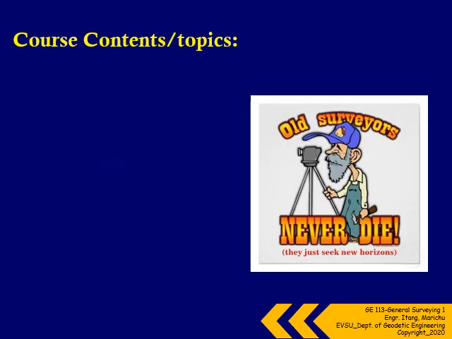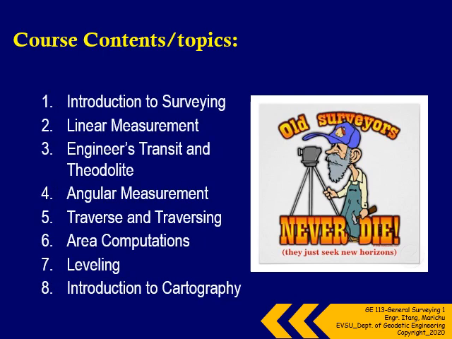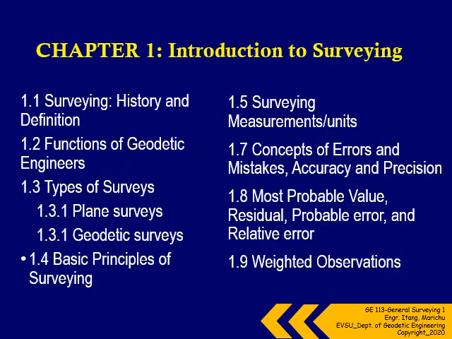So the course content and the topics. These are the chapter topics that we need to discuss. The introduction to surveying, we have the linear measurements. For number 3, we have the engineer's transit and theodolite, where you will be introduced to the instruments. Number 4, the angular measurement. 5, the traverse and traversing. Number 6, the area computation. Number 7, we have the leveling. And number 8, the brief introduction to cartography.